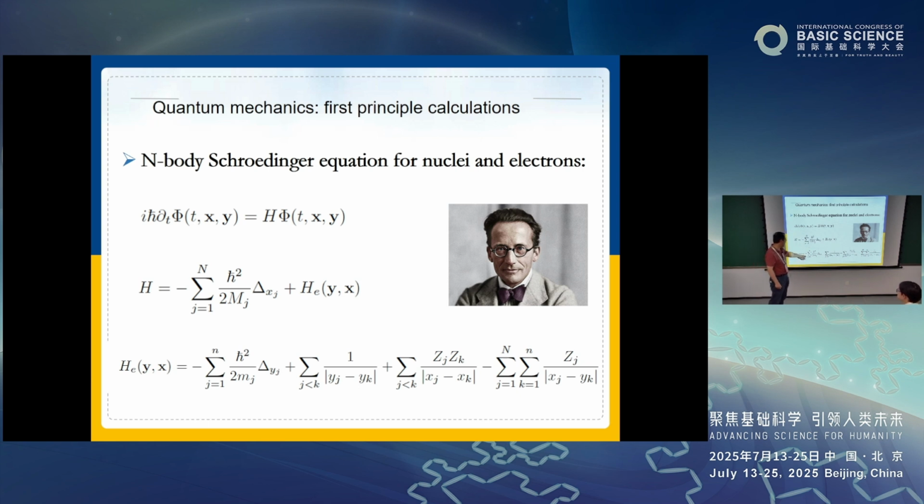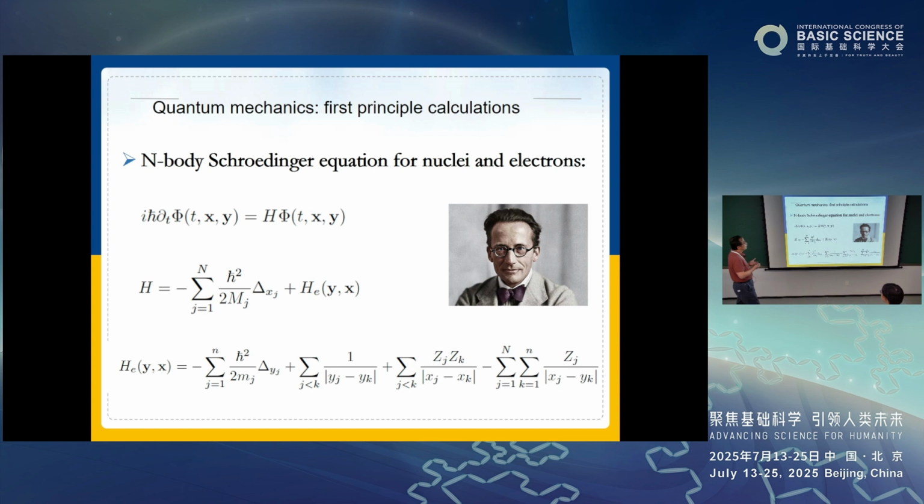has the kinetic energy for the electrons. The rest are just potential Coulomb interactions between these particles. So this is the Coulomb interaction between two electrons. That's the Coulomb interaction between two nuclei, where the Z's are just the charges of the particles. That's the Coulomb interaction between nuclei and electrons. Okay, so that's the Hamiltonian.